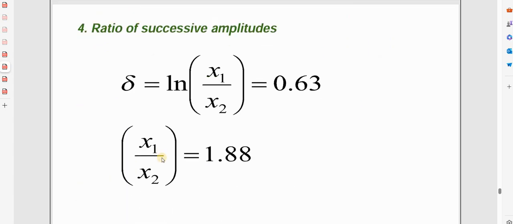Now the ratio of the successive amplitude. Already we have found out in the third step this delta, which is equal to ln x1 by x2. So for the ratio, you have to take the inverse of the natural logarithm of delta. Delta is 0.63, and the inverse you will get is 1.88. So this is the ratio of the successive amplitude.